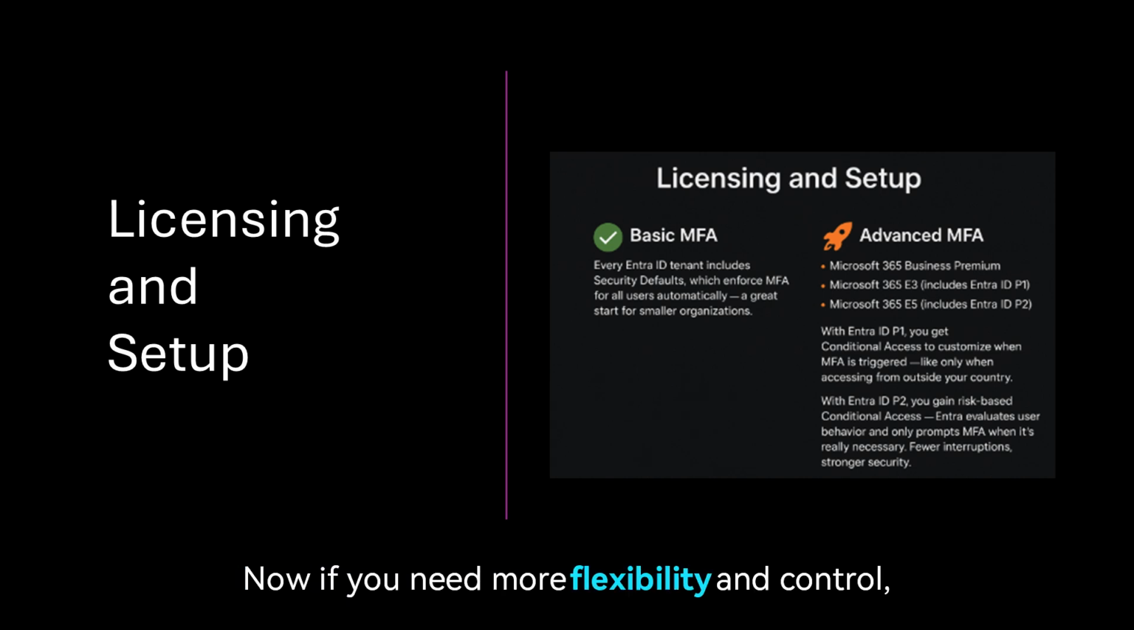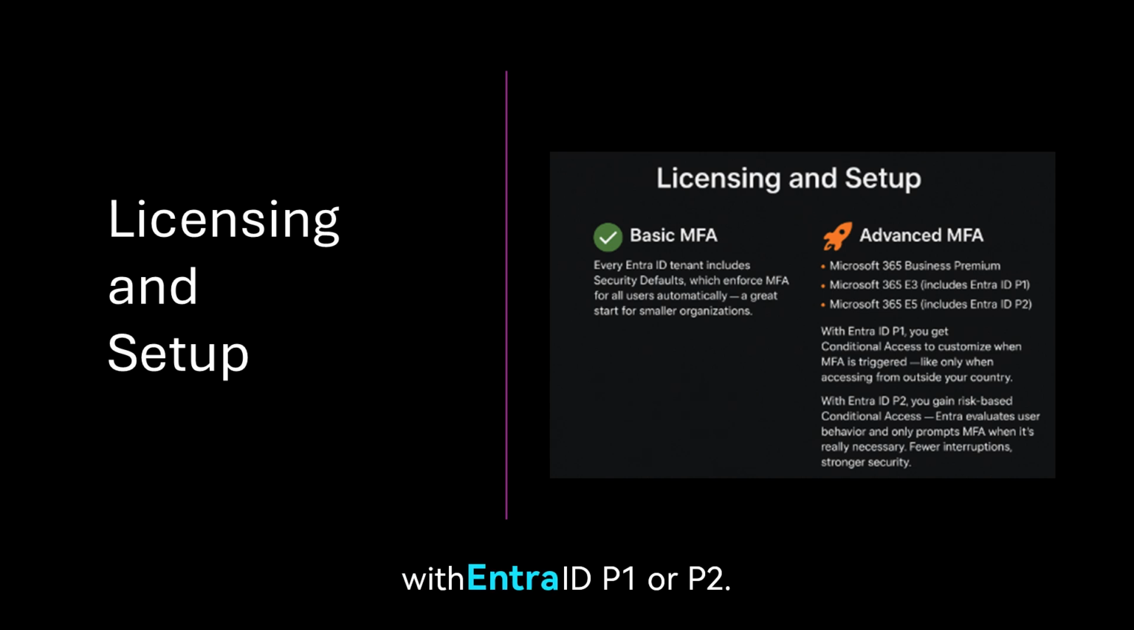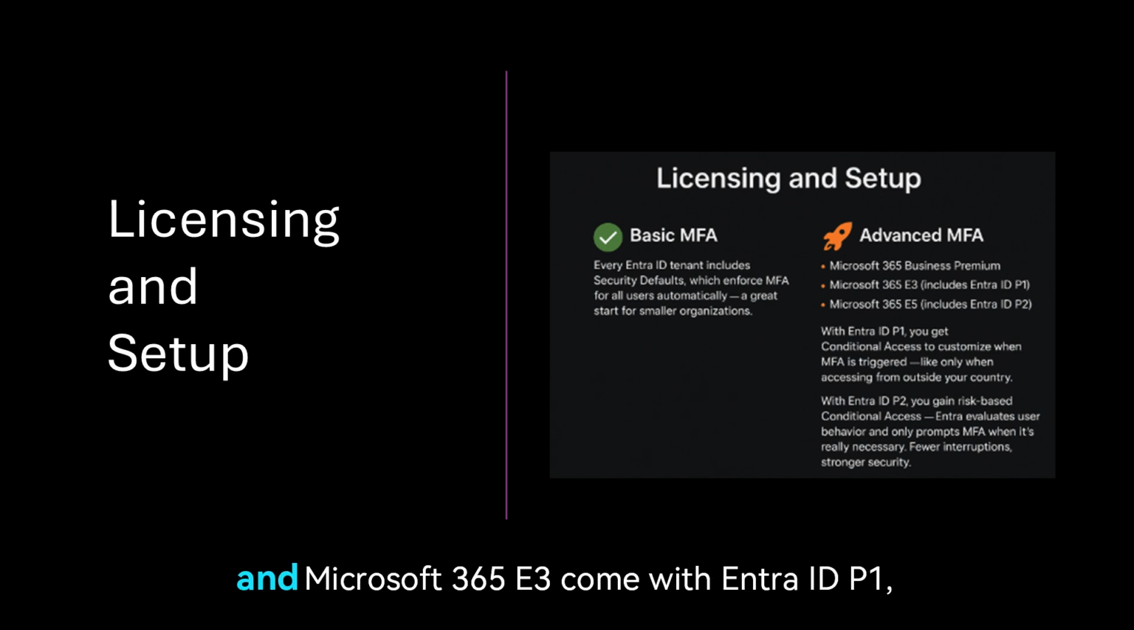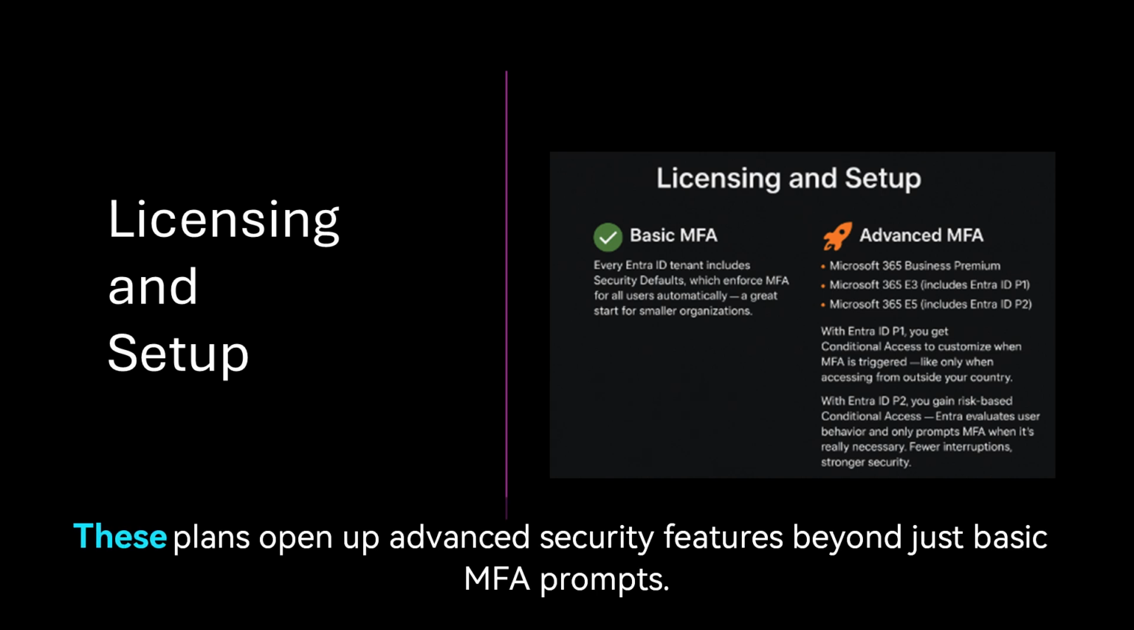Now, if you need more flexibility and control, you'll want to look at Advanced MFA, which requires a Microsoft 365 license with Entra ID P1 or P2. For example, Microsoft 365 Business Premium and Microsoft 365 E3 come with Entra ID P1, while Microsoft 365 E5 includes Entra ID P2. These plans open up advanced security features beyond just basic MFA prompts.